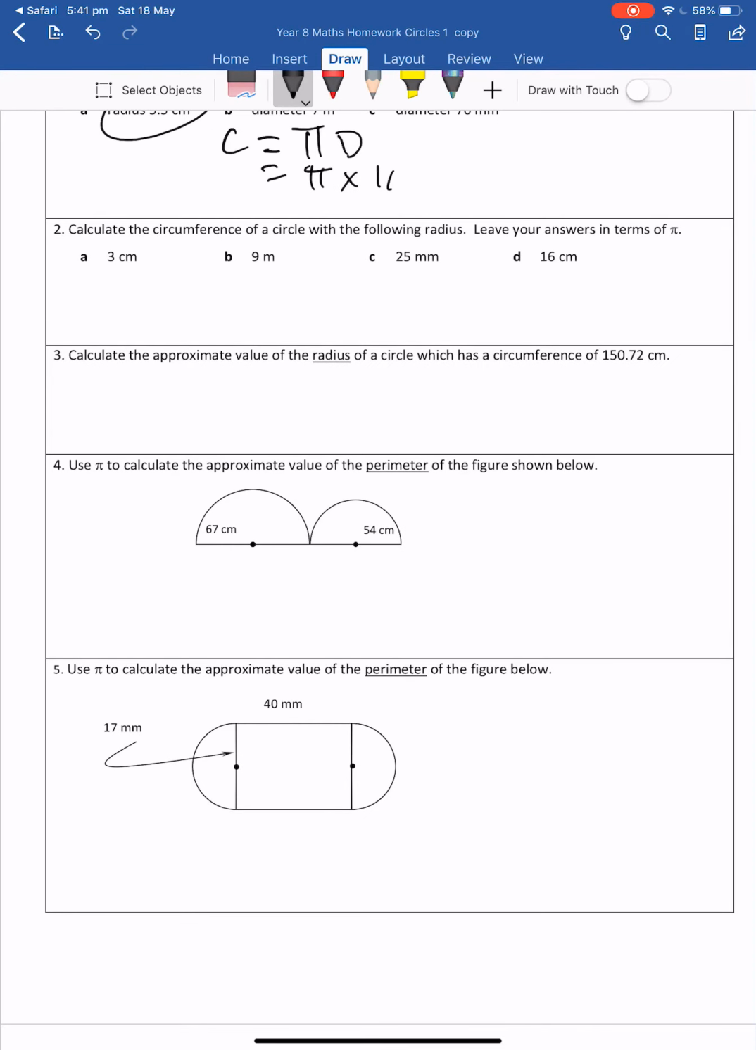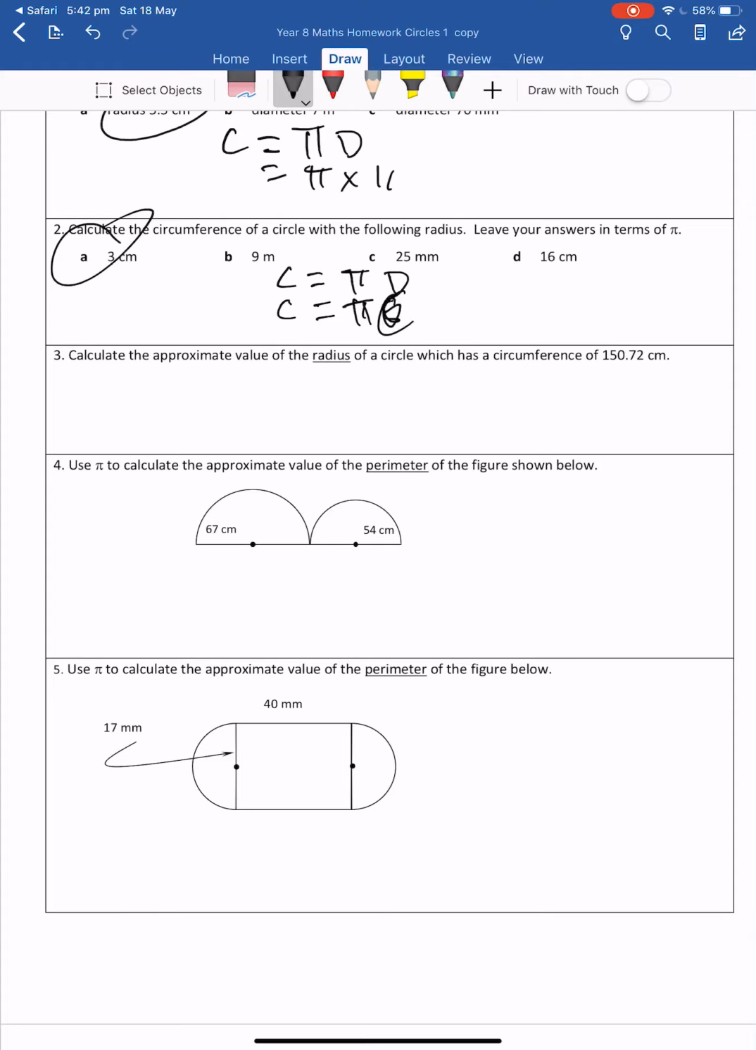Calculate the circumference of a circle with the following radius. So leave your answers in terms of pi. I'll do the first one just to show what we mean by leaving the answer in terms of pi. So once again, circumference equals pi d. These are the radiuses, so the circumference is going to be pi multiplied by 6, okay? So that's where you leave it.